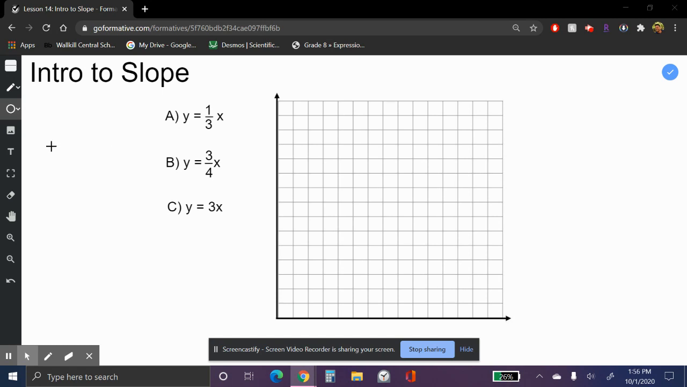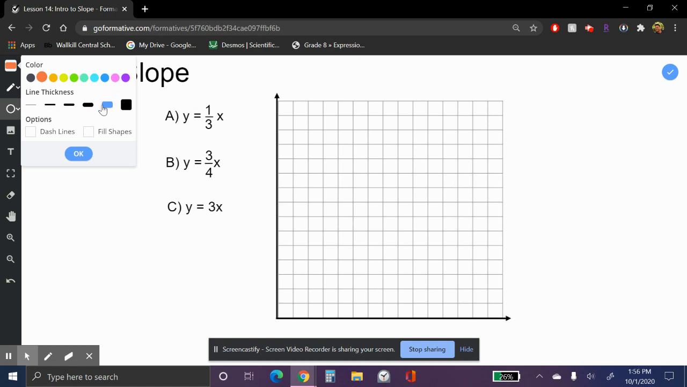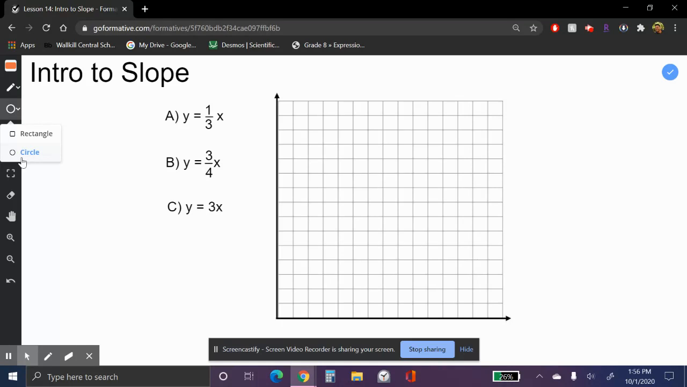So let's graph this. We're going to use the tools on the side here to create our points and draw our line. The first thing I'm going to look at is right here. I want to change the color of the points. I'm going to make the first one orange and make it a little bit thicker, and I want to fill in the shapes. Then we want to create circles, so I make sure I have a circle that's a different color and a little thicker. All right, so I start at the origin.